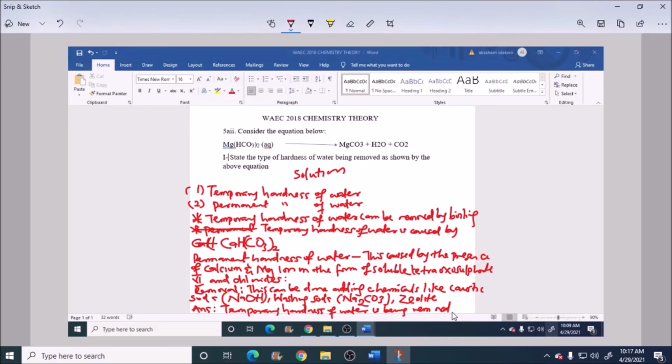Then we still have Roman figure 1, which asks us to state the types of hardness of water being removed as shown by the above equation.